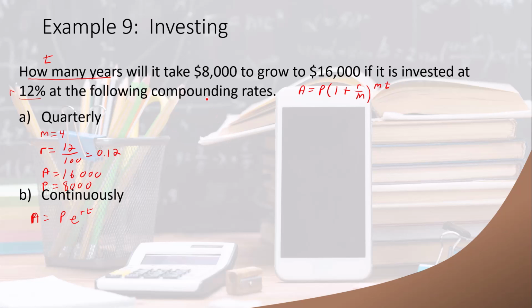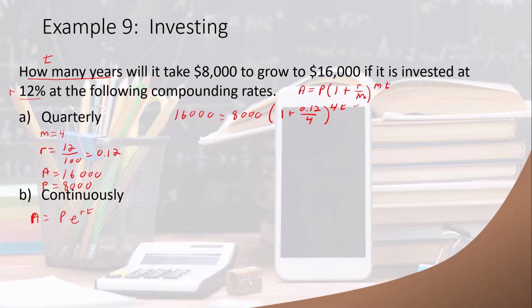Okay, so making the substitutions, we have 16,000 for A. That's going to be equal to 8,000 for P times 1 plus 0.12 for r divided by 4 for m, and that's going to be raised to the 4 times t power. And once again, we are solving for t, which means it's going to involve a logarithm.